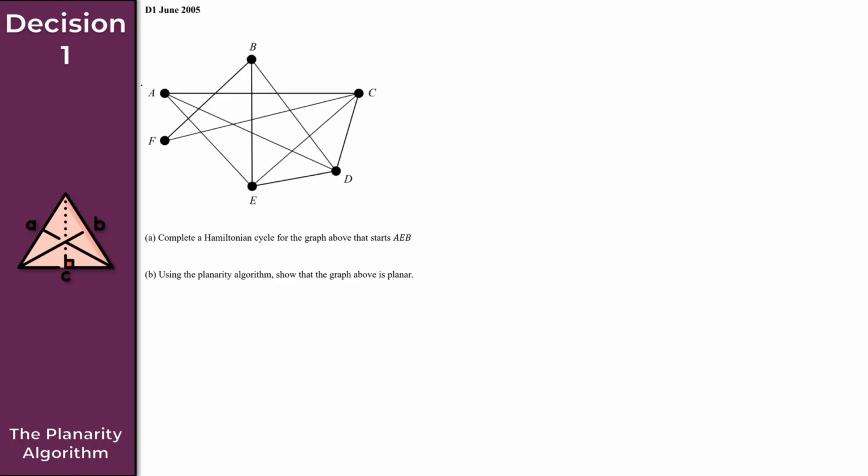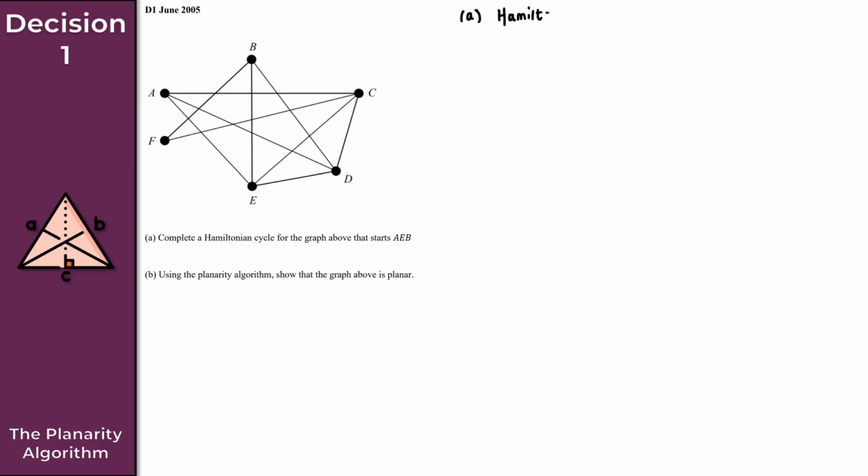As we can see for this question, we have this graph, and we also have part A and part B. For the first part of this question, all we want to do is complete a Hamiltonian cycle for the graph above that starts A, E, B. So for part A, as we just said, all we want here is a Hamiltonian cycle.